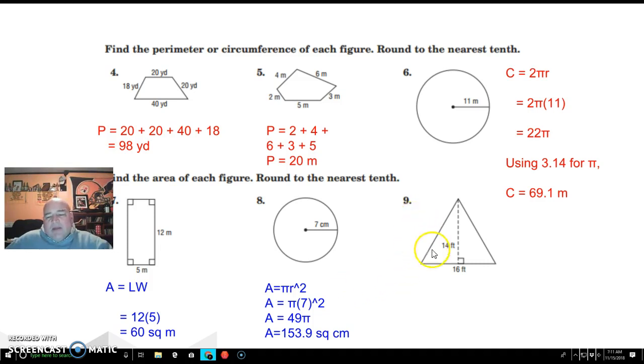Finally, in number 9, it's a triangle. A triangle's area is always found by taking 1/2 base times height, where the base is 16, the height is 14. 1/2 of 16 is 8. 8 times 14 is 112. So number 9, the area would be 112 square feet.